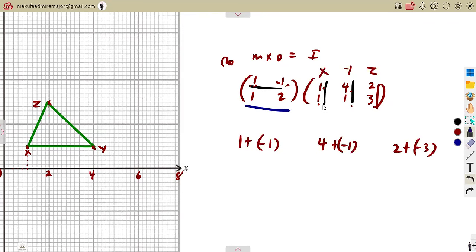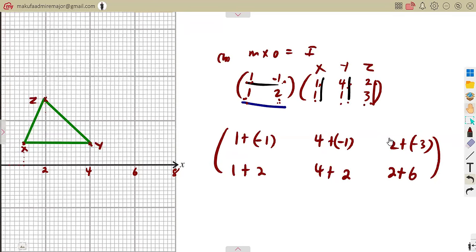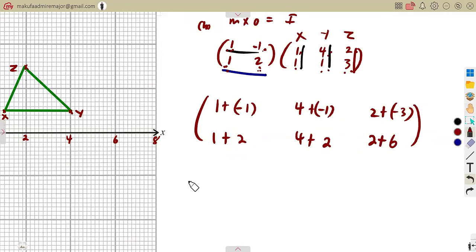So we move on to the next row and start with these columns again. That is 1 times 1, which is 1, plus 2 times 1, which is 2. Then 1 times 4, which is 4, and 2 times 1, which is 2. The 1 times 2 here is 2, and 2 times 3 is going to be 6. So add these values. 1 plus -1 is 0. 4 minus 1 is 3.